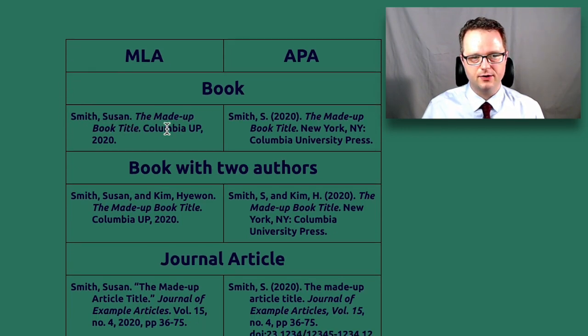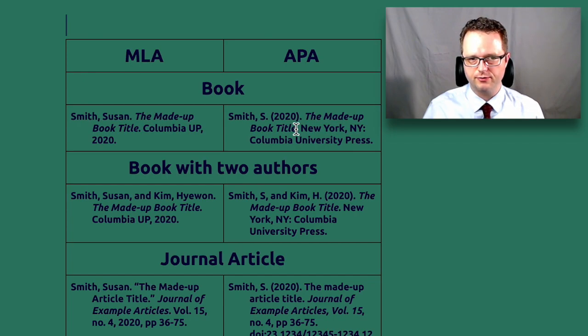So here's how you cite a book on your works cited page in MLA and your references page in APA. And you'll notice little differences, like the MLA uses the full name and APA uses just the first letter of the person's given name. You'll notice that MLA puts the year last and APA puts the year second after the author's name. In MLA, they don't give the location, the place that the publisher is. But in APA style, they do.